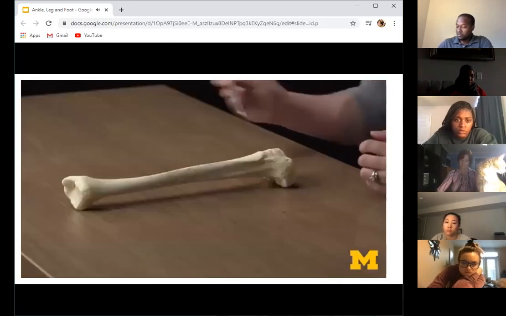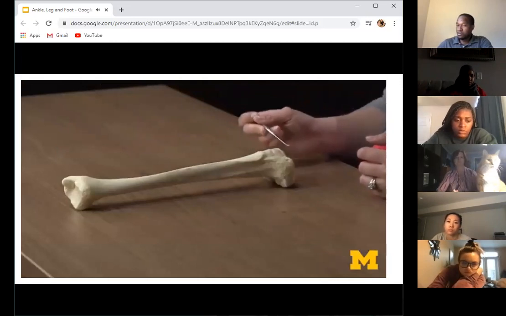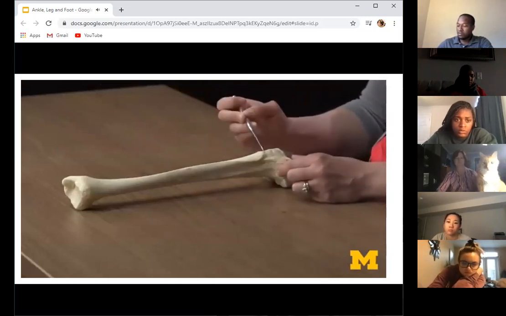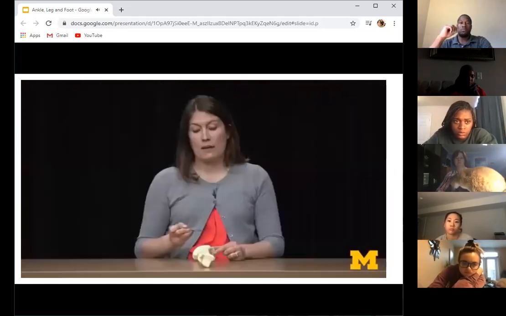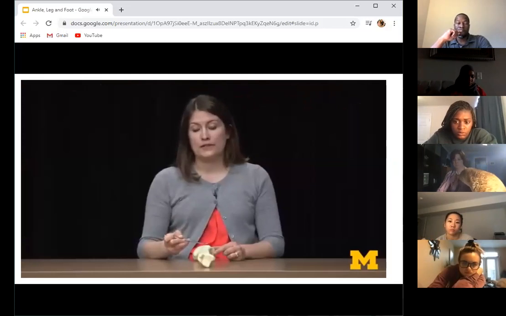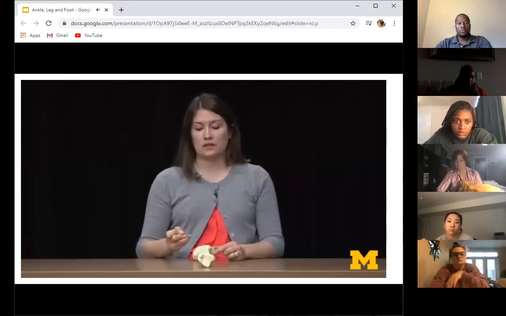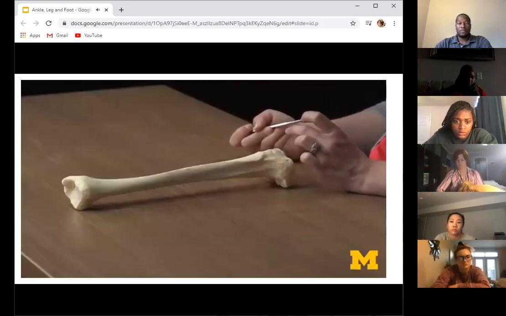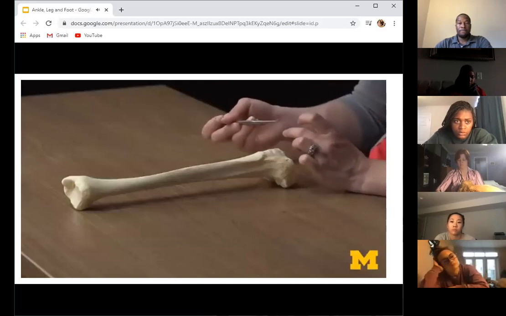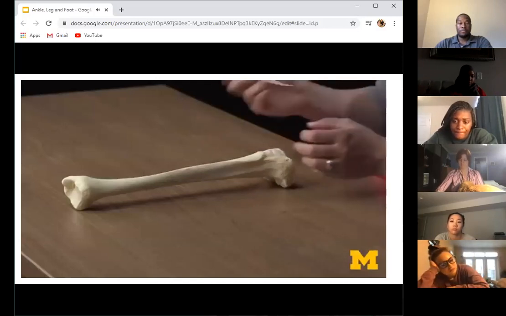So here's your superior and inferior portions, and you'll have this robust region right under the tibial plateau, referred to as the tibial tuberosity. And this is where that patellar ligament, or the most inferior portion of your quadriceps femoris tendon, attaches. So we know about right here is where your patella is going to be located, because the patella is a sesamoid bone that forms within this quadriceps femoris tendon.